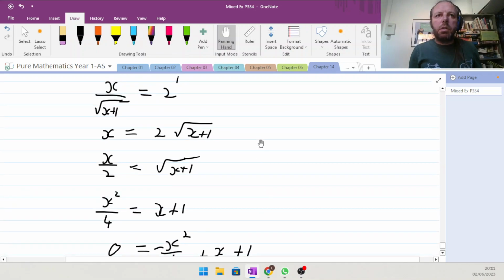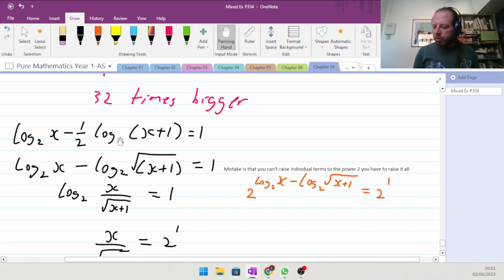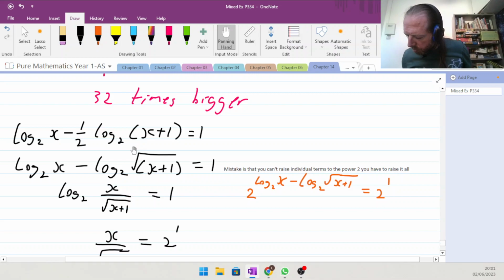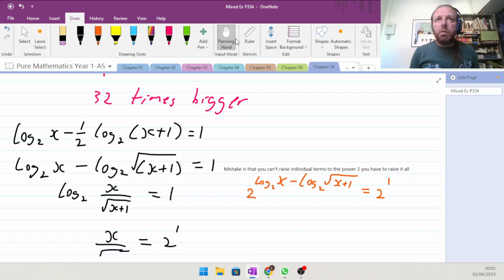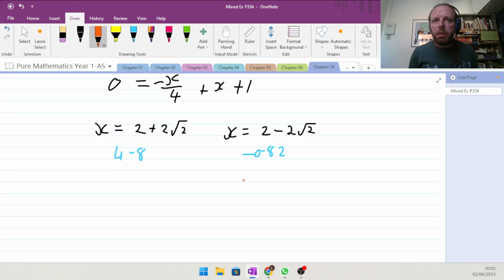Now, because we would be taking the logs of them, the log of a minus number is kind of awkward to sort out, because if we have the log base 2 of a minus 0.8, you can't do it. So we are going to disregard this one. So the answer is 2 plus 2 root 2.